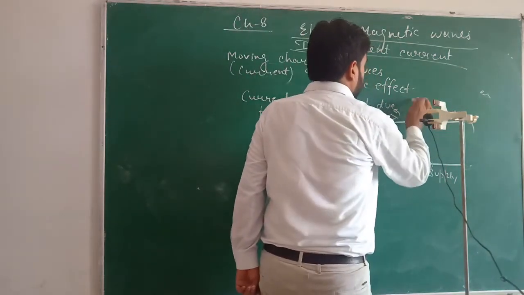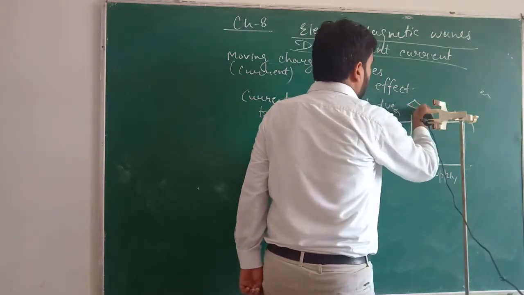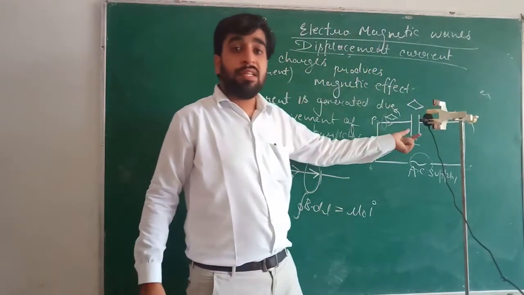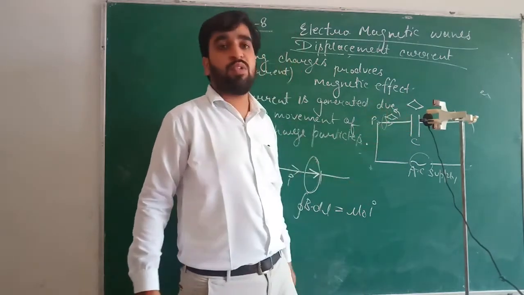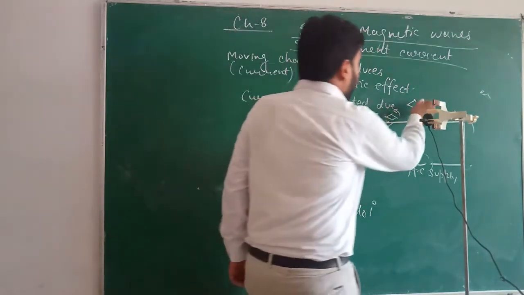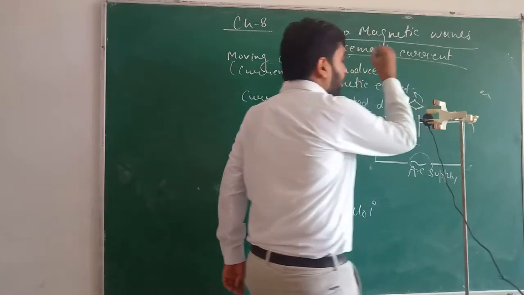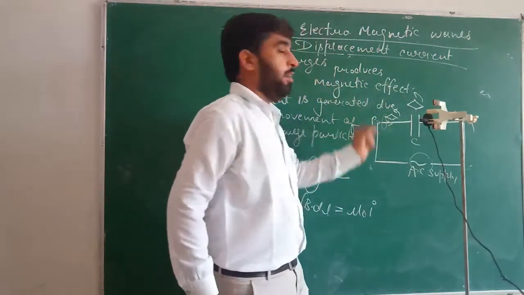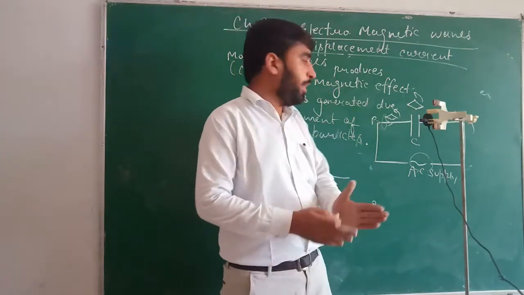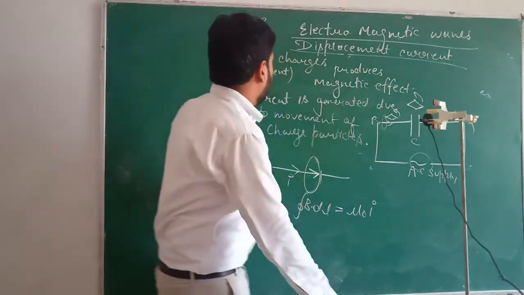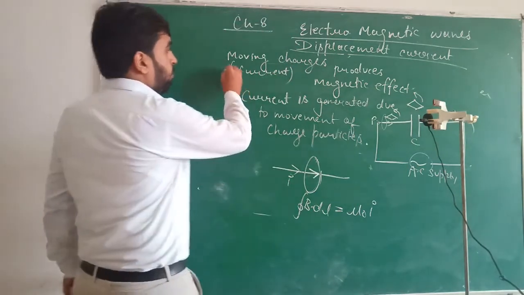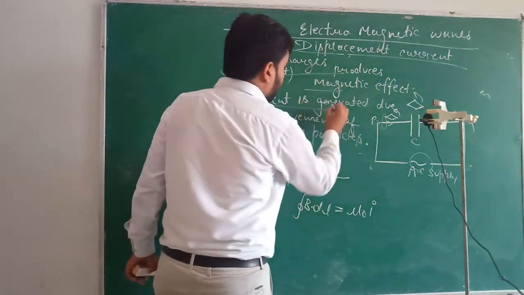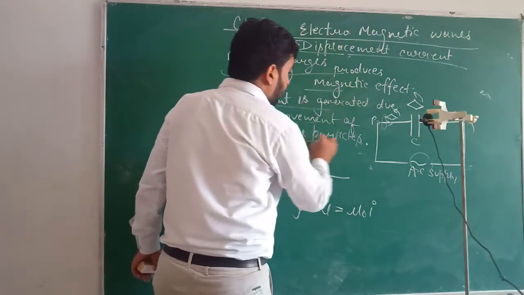He kept this magnetic needle now closer to the capacitor. Once he brought this magnetic needle closer to the capacitor, the magnetic needle was again deflected. That was very shocking for Maxwell, because we already have studied that moving charges produce a magnetic effect and current is generated due to movement of charge particles.